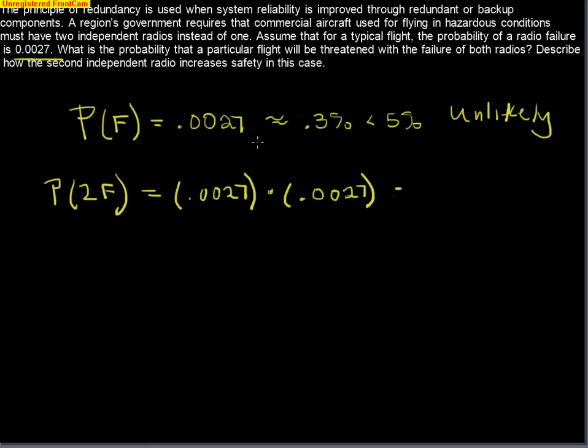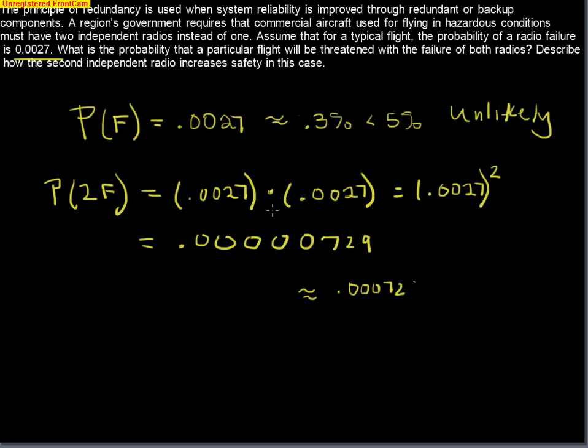On your calculator, you can type it in that way, or you can also use 0.0027 and, using your exponent button, square it. It's the same thing. When you do that on your calculator, what should pop up is 0.0000729. So look at that difference. That is approximately 0.00729%, and that is significantly less than this.